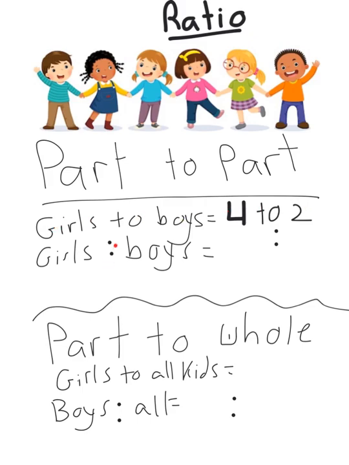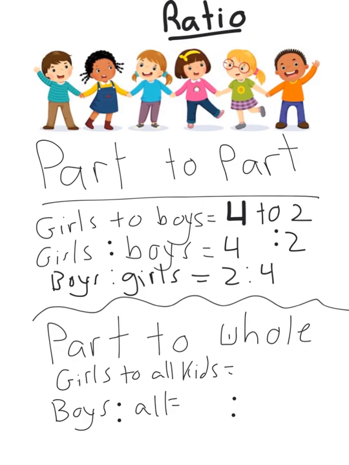Simple as that. This here, the colon, is just another way to write a ratio. Same thing exactly. Girls to boys is 4, and then we have the colon here, to 2. Miss Cooper, what if it asked us to write boys to girls? Really simple. It's then going to be 2 to 4, because it's asking for the boys first.